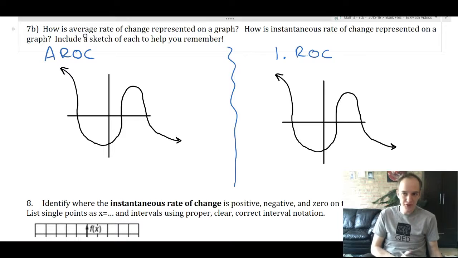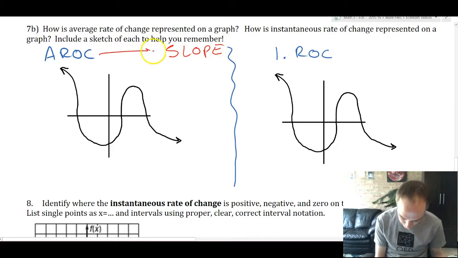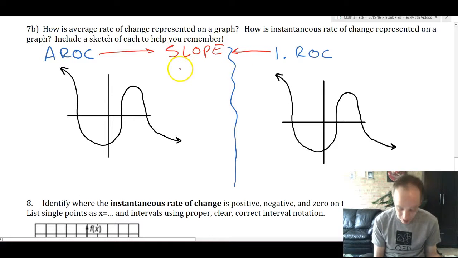So this question is actually what I think is one of the most important ideas in the whole unit. How is the rate of change, average and instantaneous, how are they represented on a graph? And the big idea is that they're actually both represented kind of by the same thing, and that thing is a slope. Both average and instant rate of change are slope. What kind of things have slope? Lines have slope.